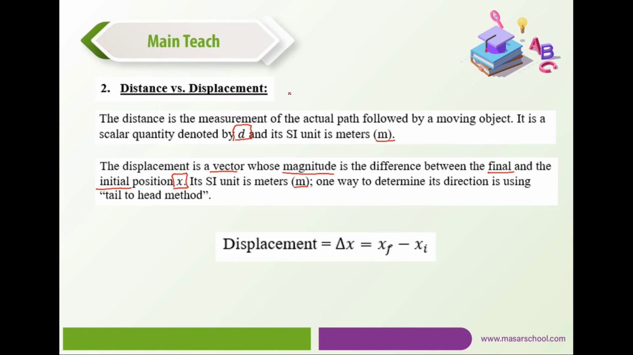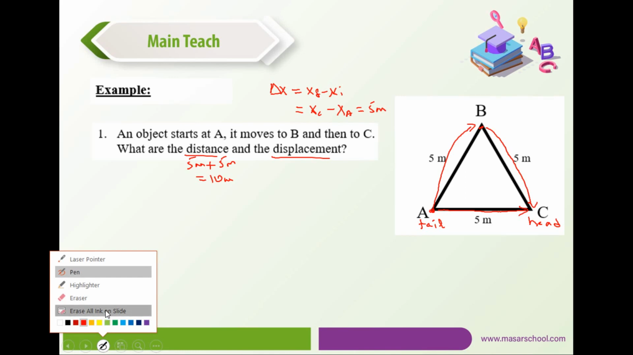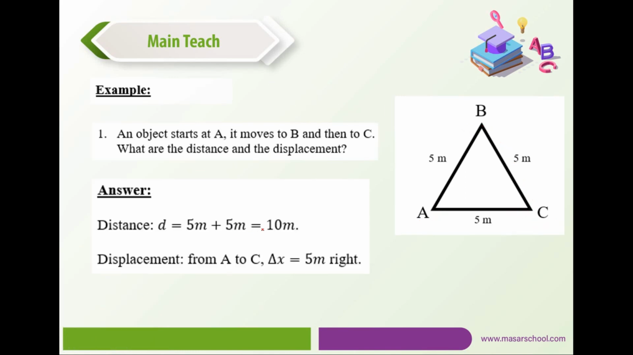The direction is determined using the tail to head method. For that, if A is the starting point, then that would be the tail, and if C is the ending point, that would be the head, and in this case the direction would be from A to C. Then the distance is given by 10 meters and the displacement would be given by 5 meters, but the direction would be from A to C to the right.